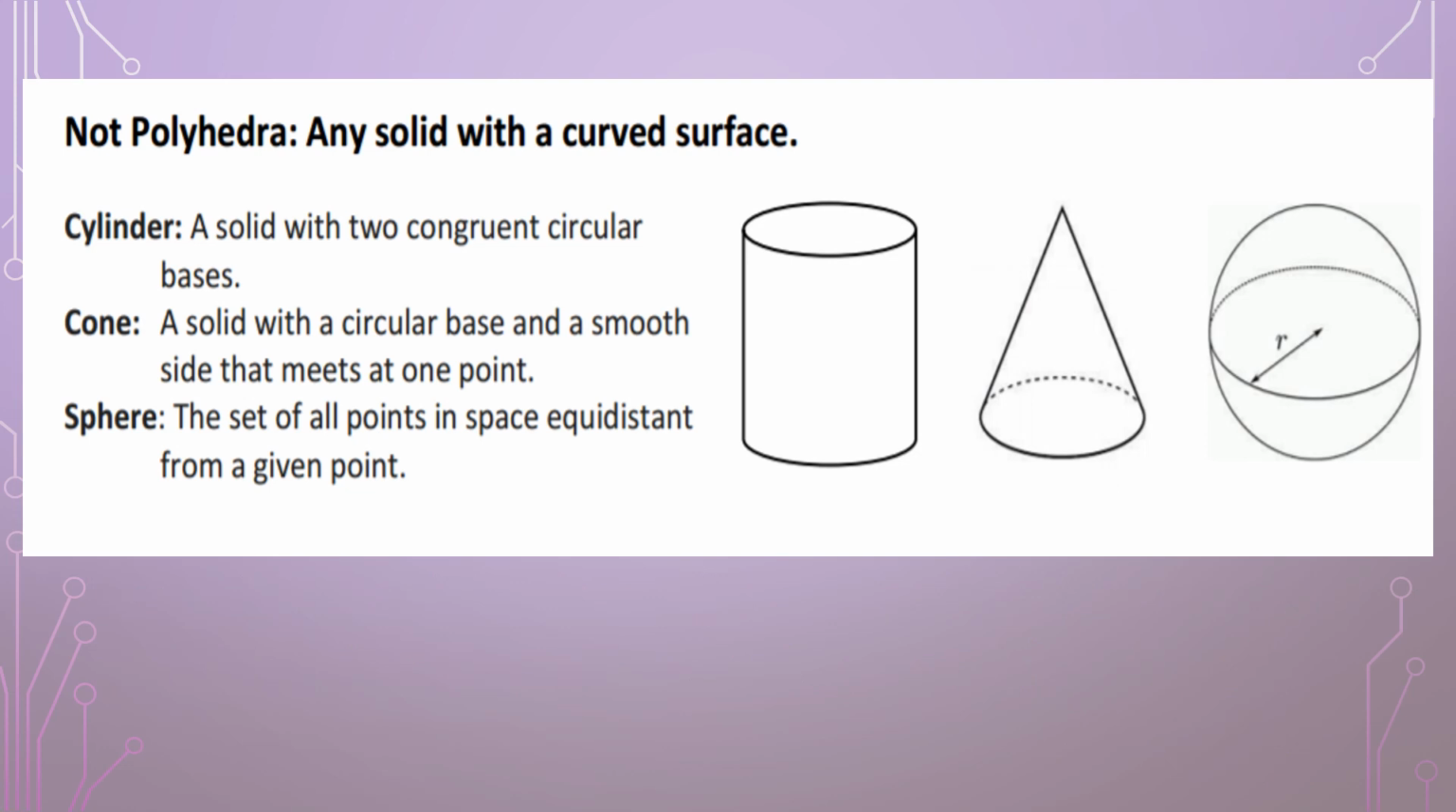Not polyhedrons are any solid with a curved surface. So a cylinder, which is a solid with two congruent circular bases. A cone, which is a solid with a circular base and a smooth side that meets at one point. And then a sphere is a set of all points in space equidistant from a given point.